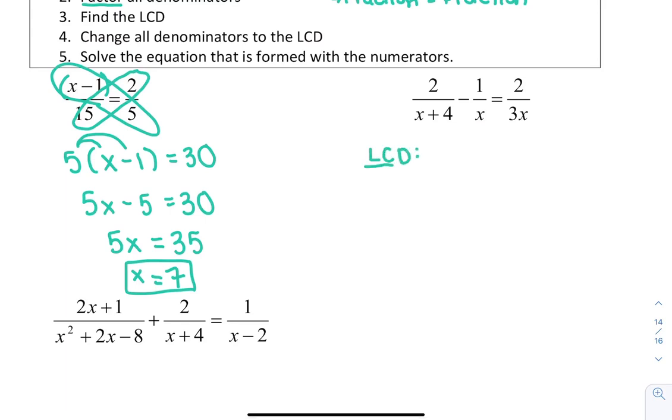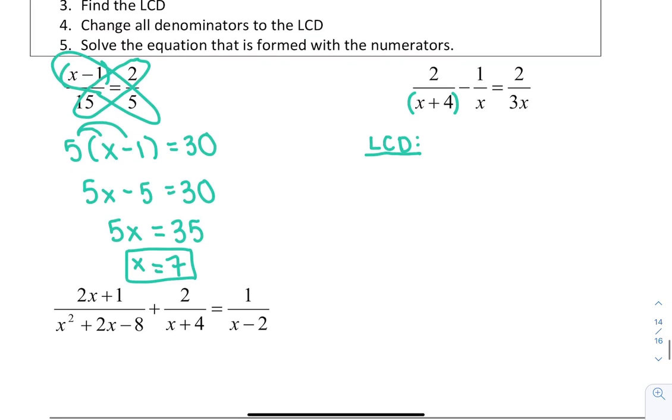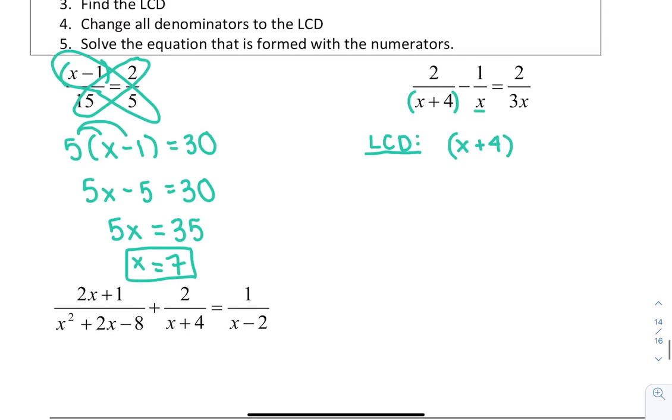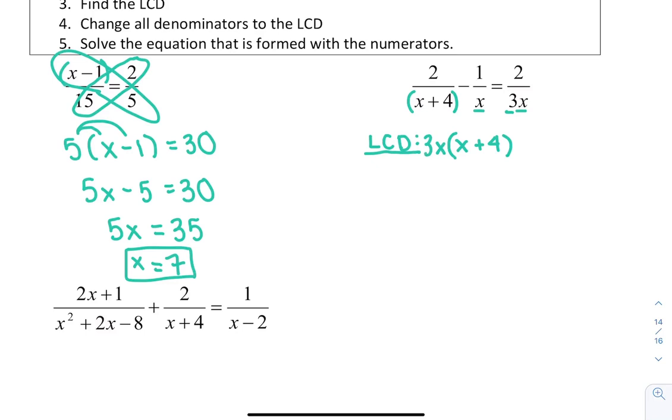To do this, we're going to look at the denominators. Now I know this has an x plus 4 in it. So I need to have an x plus 4 somewhere in my LCD. That's one of the factors. It also has an x, so I know I'm going to have an x. Now my last fraction has an x and it also has a 3, so my LCD is going to be 3x times x plus 4.